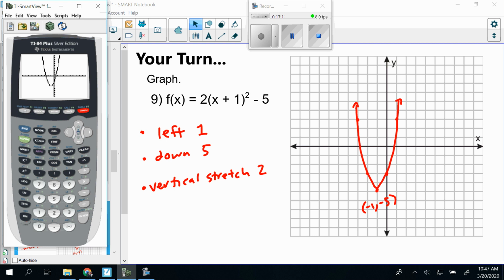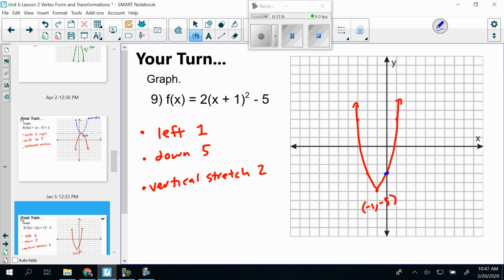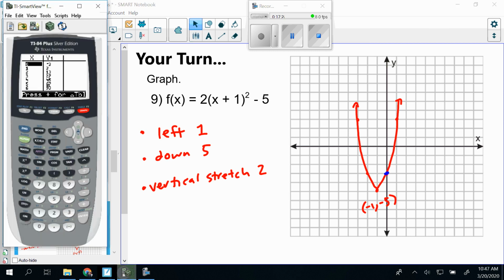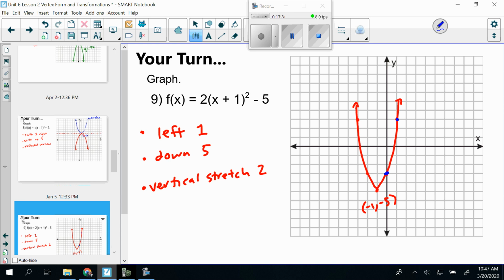If you go to the table by hitting second graph, because it says table above graph, you can see some of the points. There should be a point on this one at 0, -3, and you can see on our graph, yeah, we do have a point at 0, -3. Some other points there, 1, 3 should be a point on here. We do have a point here at 1, 3 right there.